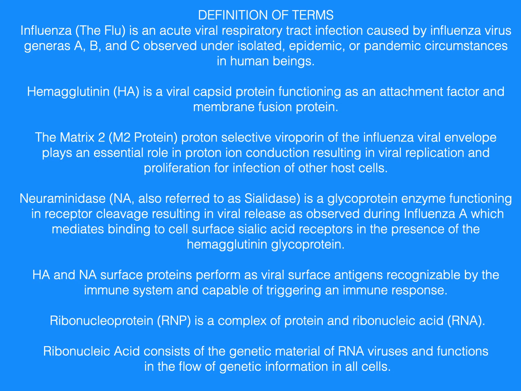HA and NA surface proteins perform as viral surface antigens, recognizable by the immune system and capable of triggering an immune response. Ribonucleoprotein, RNP, is a complex of protein and ribonucleic acid, RNA. Ribonucleic acid consists of the genetic material of RNA viruses and functions in the flow of genetic information in all cells.